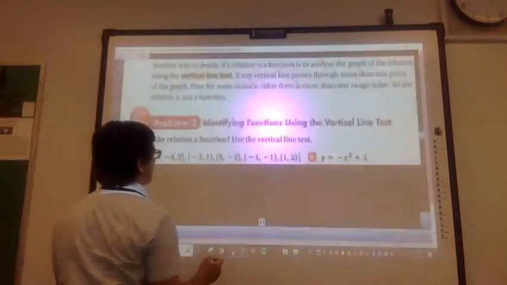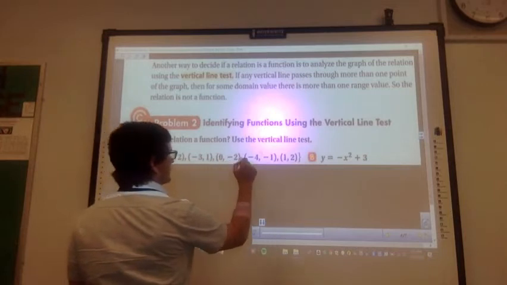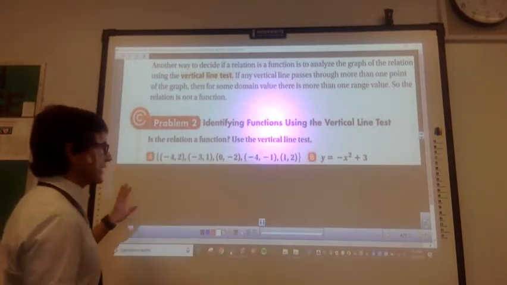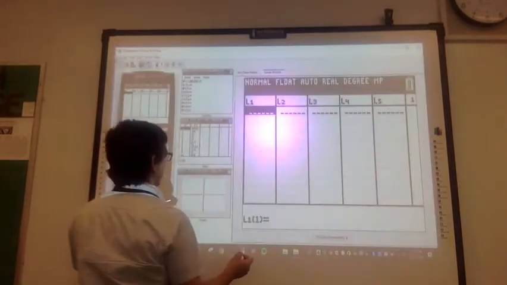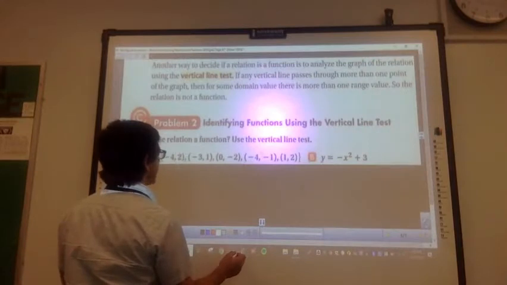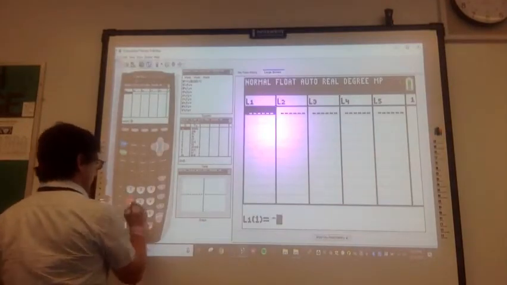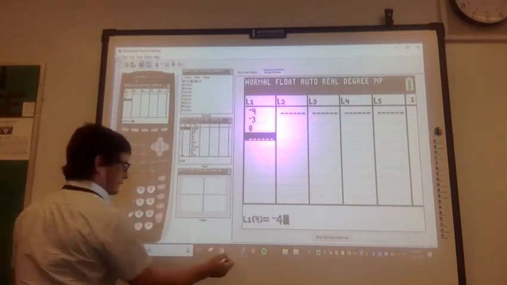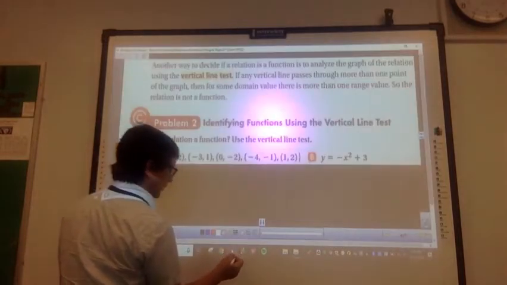Okay, so we have x values of -4, -3, 0, -4, and 1. I have to write them in order in the graphing calculator, not how you would do it. But in the graphing calculator, that's how I have to do it. So -4, -3, 0, -4, and 1.